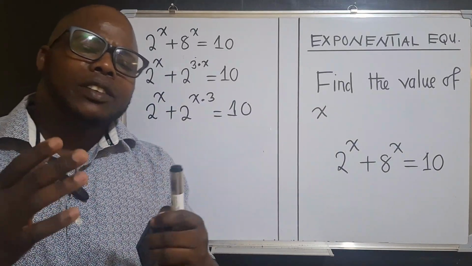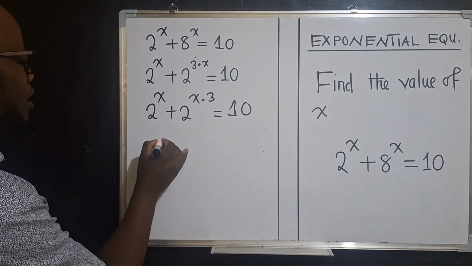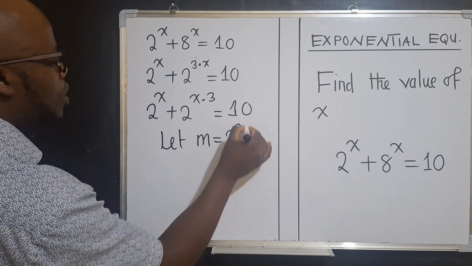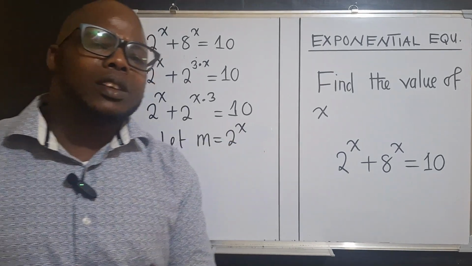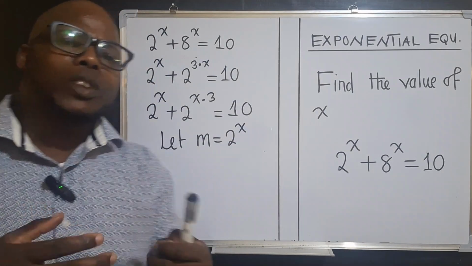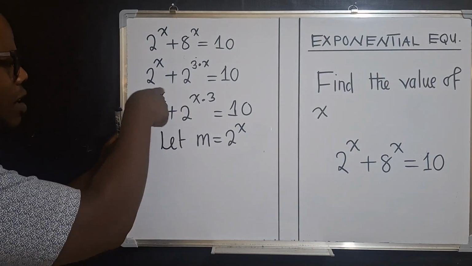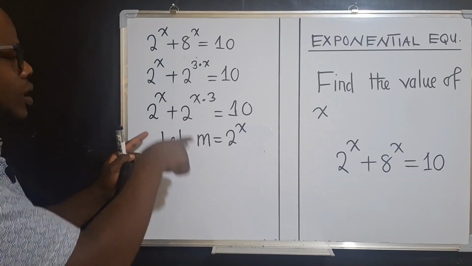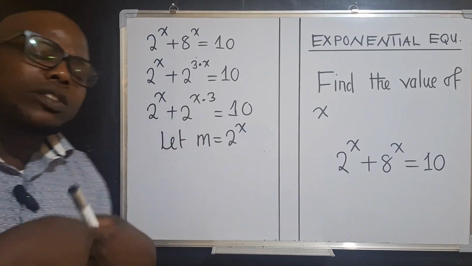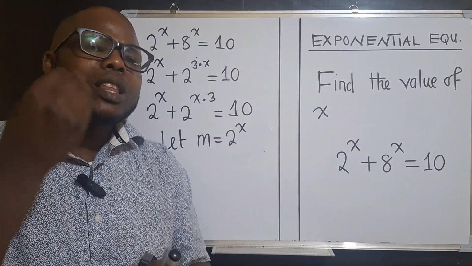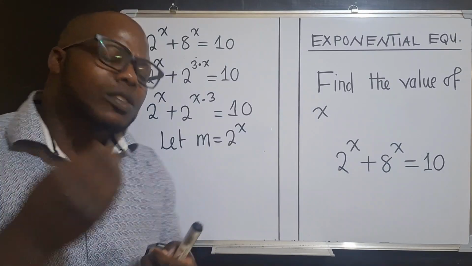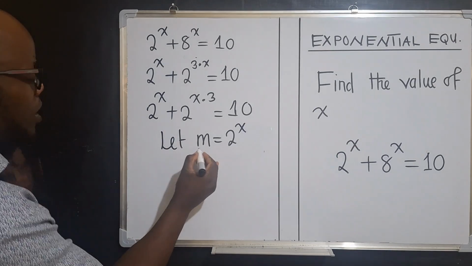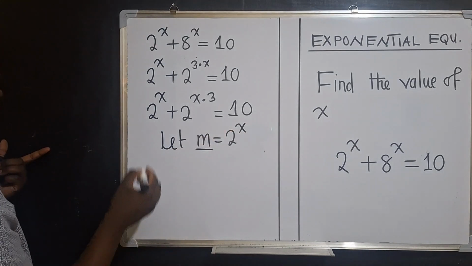So now at this point, we are going to let any letter of your choice. So let me say, let m be equal to 2 power x. The reason why I'm letting is because I've got similar terms here. At least you can see this term and this are the same, excluding the power 3 here. So that's why I've set this equal to some letter so that I can have something that is easier to work with. If you want, you can say, let y be equal to 2 power x. Now, in my case, I'm letting m be equal to 2 power x.